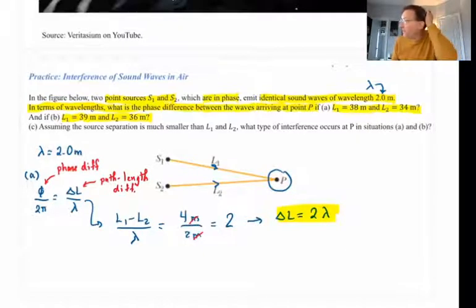Some people will call that a phase difference. I would just call it a path length difference. But the point is, you just got to be able to determine what kind of interference you're going to get. Can you tell?